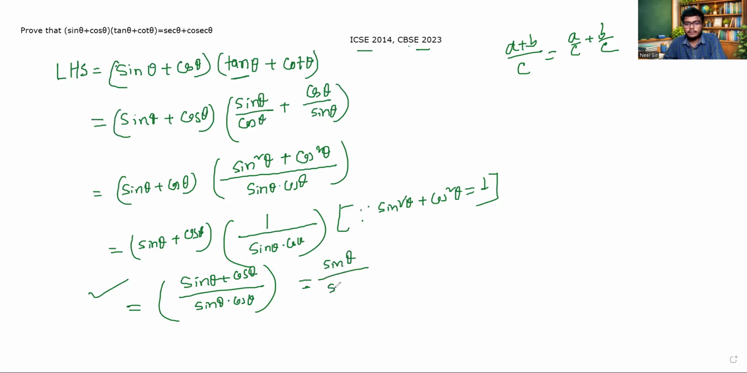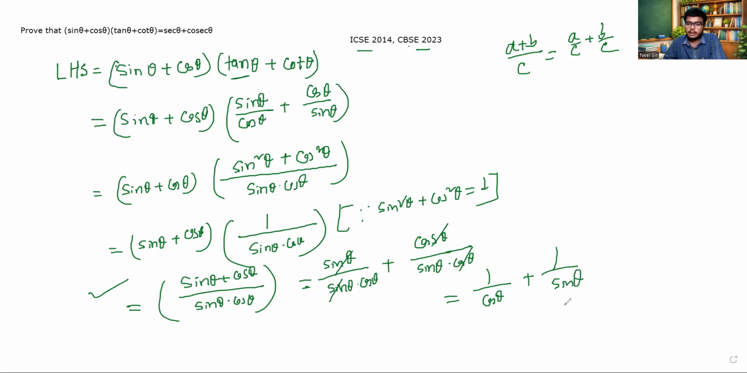Sin theta by sin theta into cos theta plus cos theta by sin theta into cos theta. Now sin theta will be divided out and cos theta will also be divided out. We can remove this. So what we will get? 1 by cos theta plus 1 by sin theta.